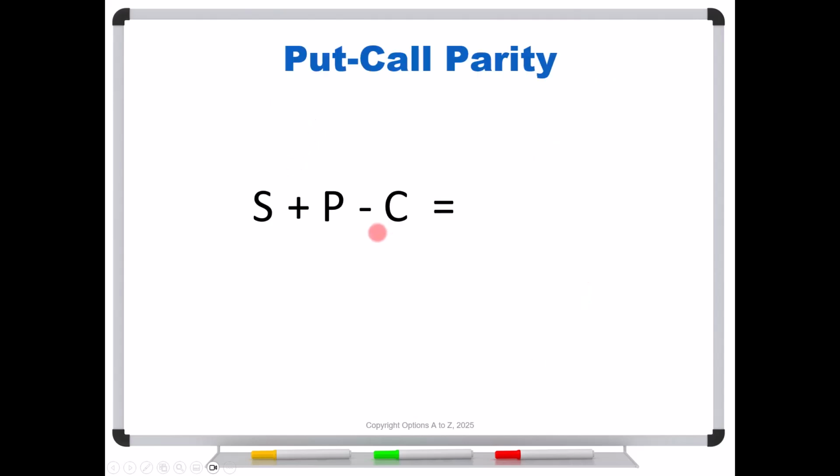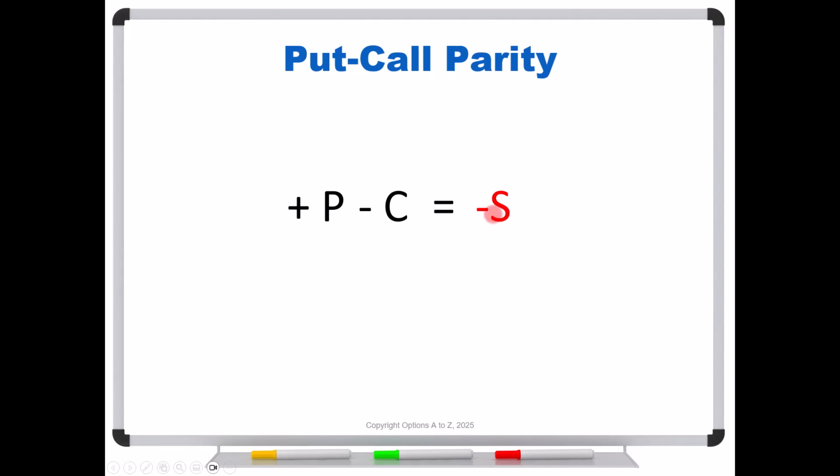Let's try another one. Let's go back to the basic formula. Stock plus put minus call equals 0, or just leave this side blank. What is a long put? We want to know what a synthetic long put is. Well, I've already got a long put on the left, so let's just swing the stock and the short call to the right. If I put my finger on the S and slide it over this way, I end up with a short stock position.